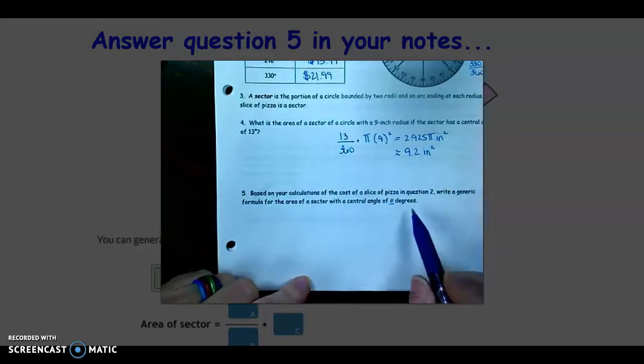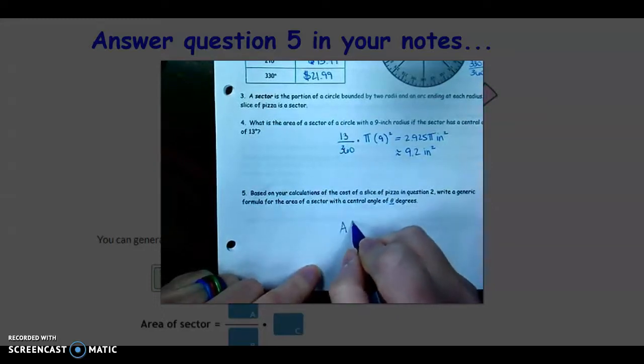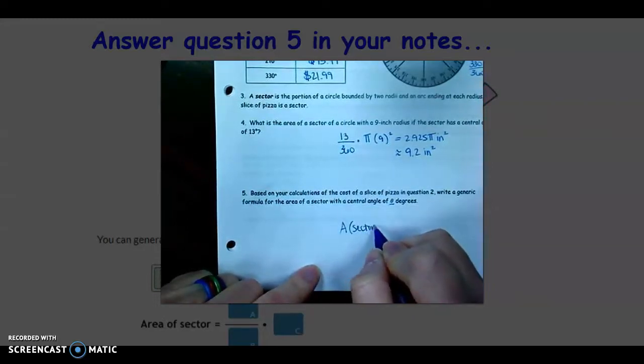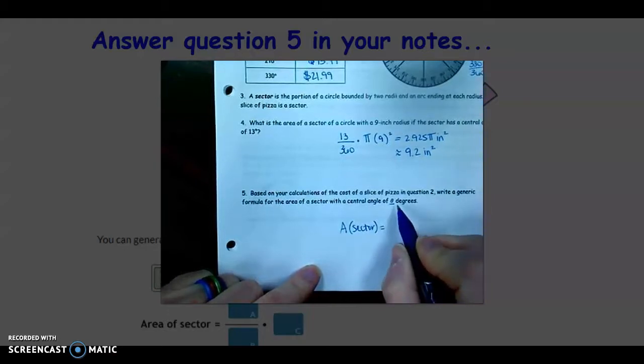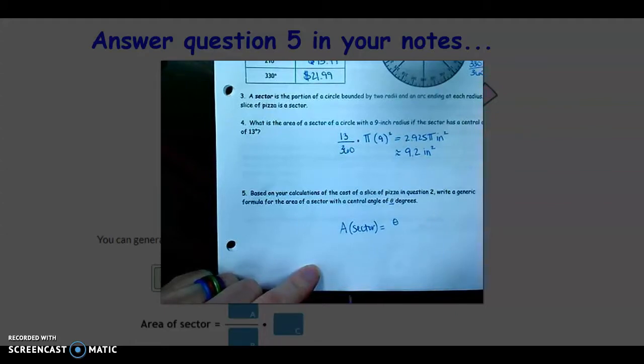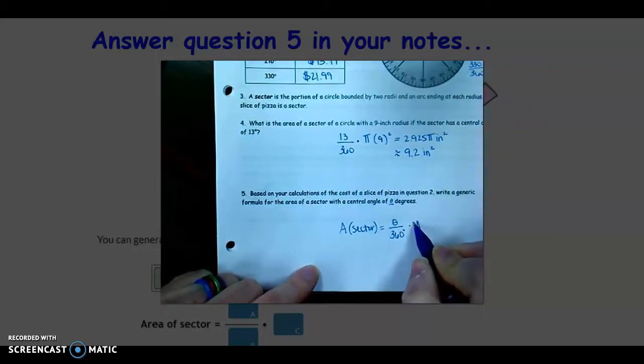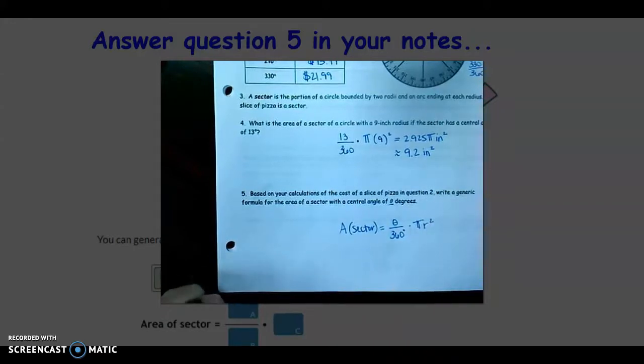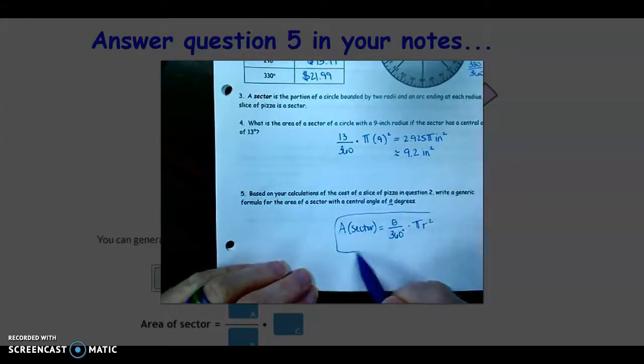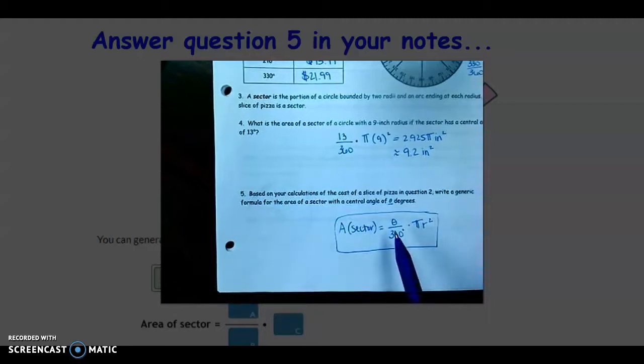So the formula to find the area of a sector is equal to the central angle degrees, which we're using the Greek symbol theta for, over the full circle, which is 360 degrees. And we're going to multiply that by the area of the whole circle, which is pi r squared. So this is the formula for finding the area of a sector. What fractional part of the circle's area are you trying to find?